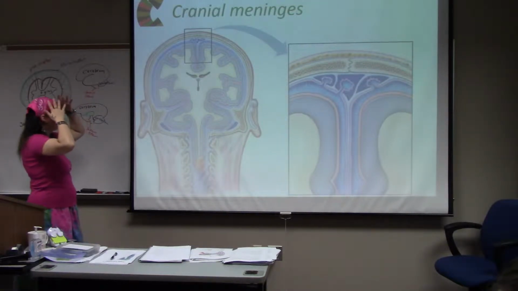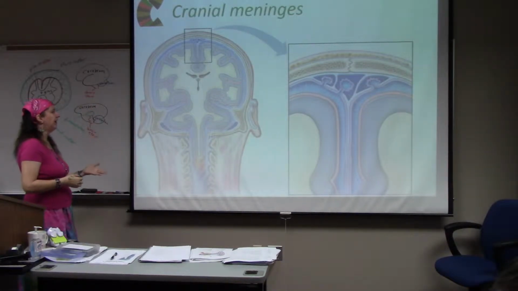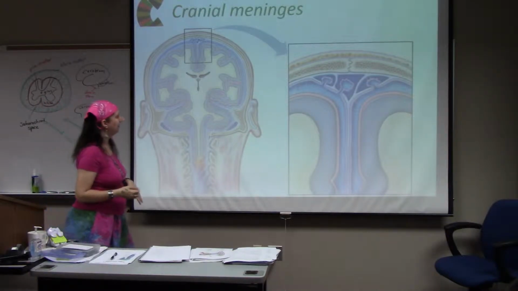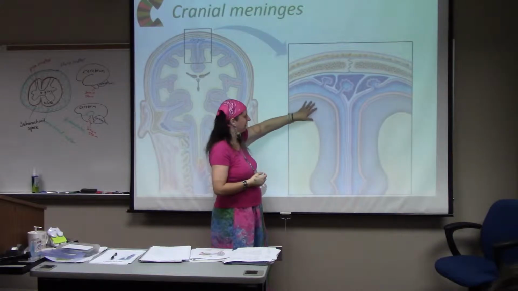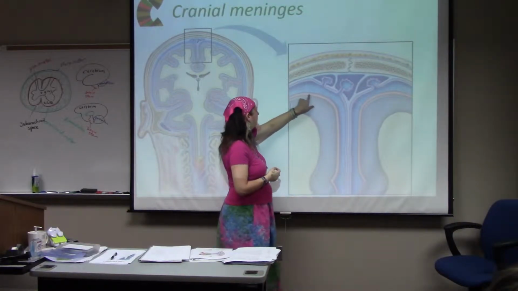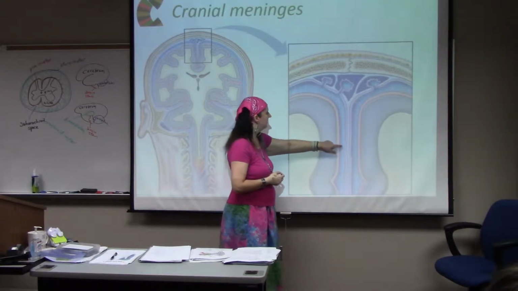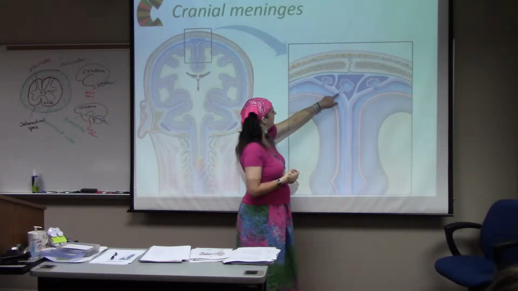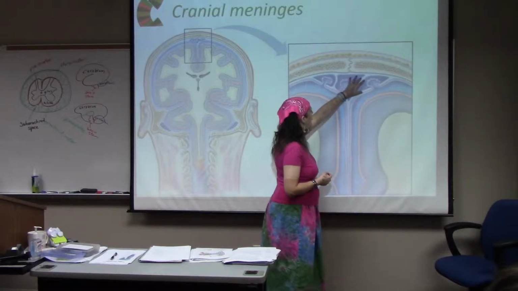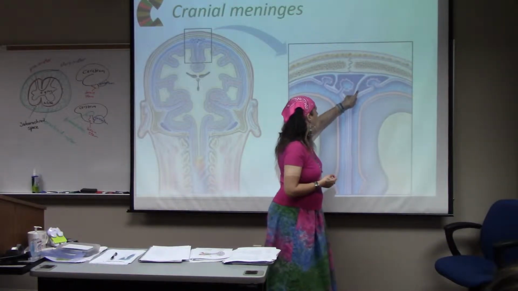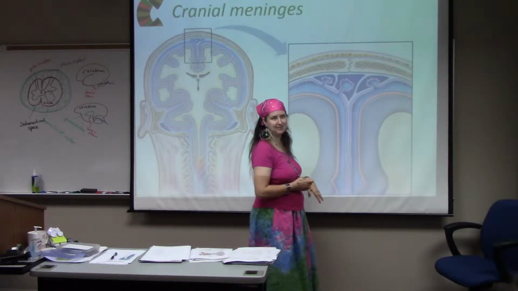In the cranial cavity, we have the cranial meninges. On the close-up, we can see here's gray matter and white matter of the cerebrum. Pia right up against the gray matter. So our subarachnoid space, arachnoid matter, and then the dura mater. And this spot here is where it has some openings for large veins.